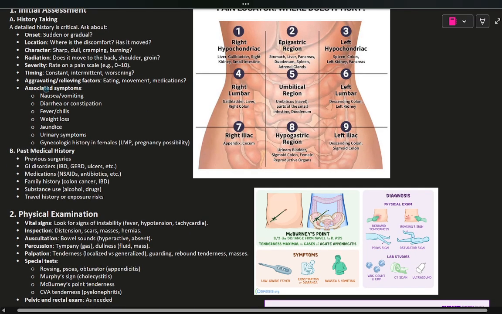And then you also want to ask whether the patient was also experiencing nausea or vomiting, diarrhea or constipation, fever, chills, weight loss, jaundice, or the yellowing of the skin and eyes, or urinary symptoms such as dysuria, polyuria, oliguria, etc. And then for female patients, ask about their gynecologic history, ask about their last menstrual period, and about the possibility that they could be pregnant.